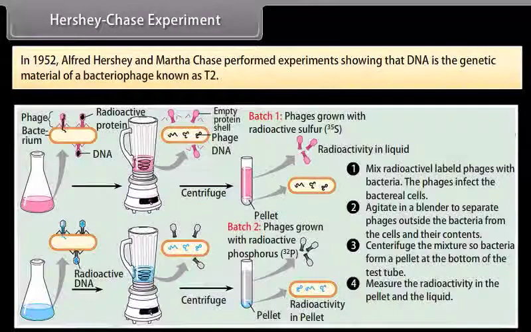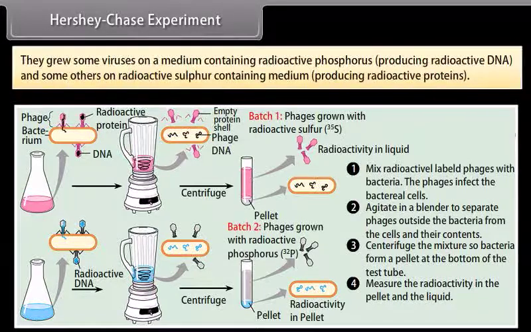Hershey-Chase experiment. In 1952, Alfred Hershey and Martha Chase performed experiments showing that DNA is the genetic material of a bacteriophage known as T2. They grew some viruses on a medium containing radioactive phosphorus, producing radioactive DNA, and some others on radioactive sulfur, containing medium producing radioactive proteins.